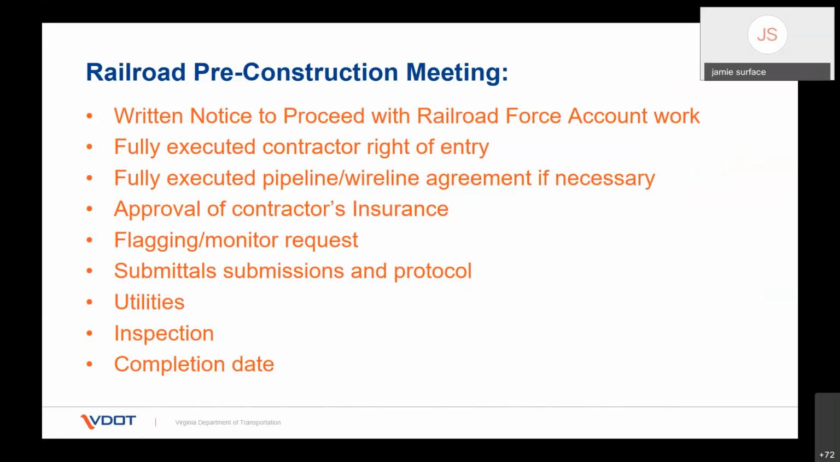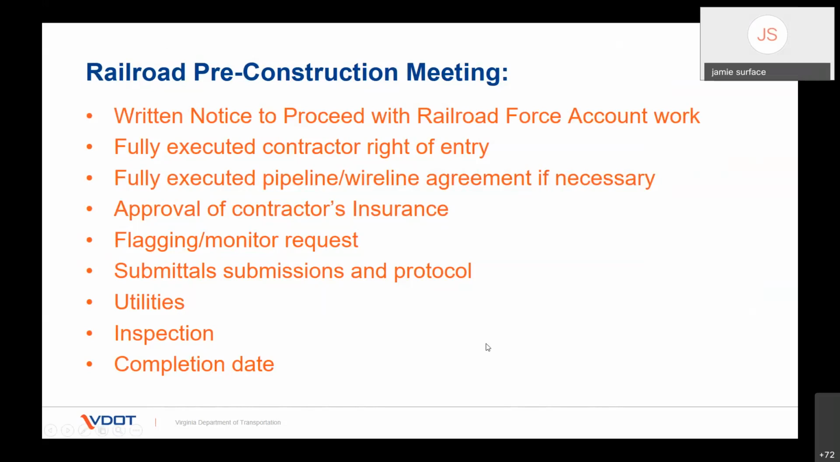There's approval of the contractor's insurance. I said he had to have proof of rail liability insurance. That's got to be approved by the railroad. The flagging or construction monitor request needs to go in, and that's where we schedule the flaggers. Then we also talk about submittals for anything from demolition to whatever the case may be that the railroad needs to review and approve prior to construction.